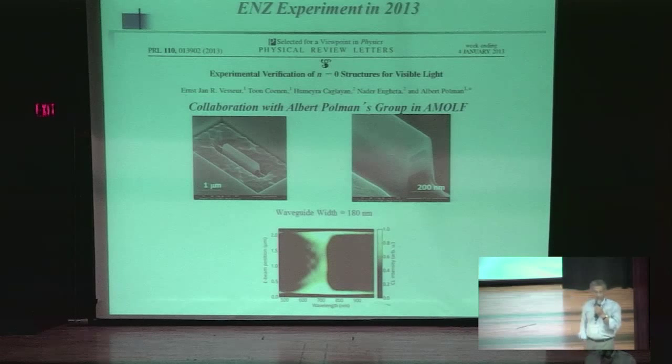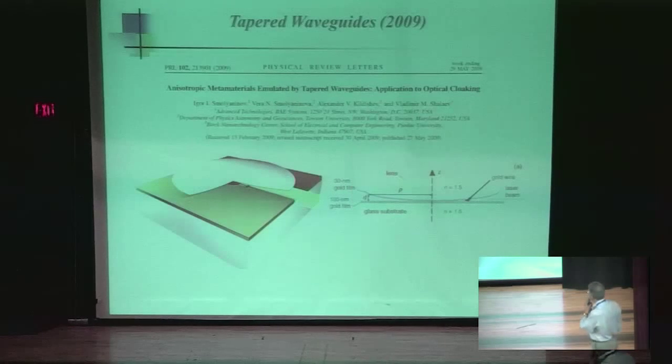And sure enough, with cathodoluminescence spectroscopy, we showed that indeed it's possible that at cutoff frequency, this structure behaves as epsilon-near-zero. Now, Vlad Shalaev and Igor Smolyaninov also used this concept of waveguide, but in a tapered version, to show optical cloaking using transformation optics, to have optical cloaking and invisibility there.